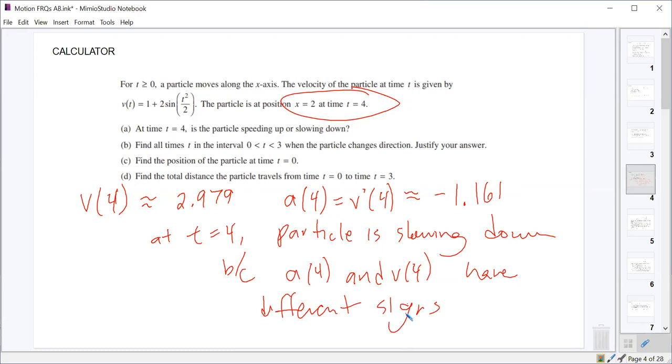Okay. Part B. Anybody at home have a question on part A? Everyone's good with part A at home? Do we have to find v of 4 and then v derivative of 4? We can't just find v derivative of 4 and say it's slowing down because it's negative? No, because if the acceleration is negative and the velocity is negative, technically the speed is still increasing, right?